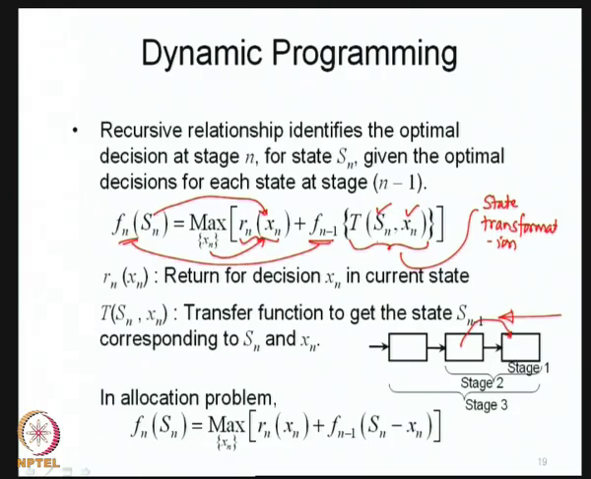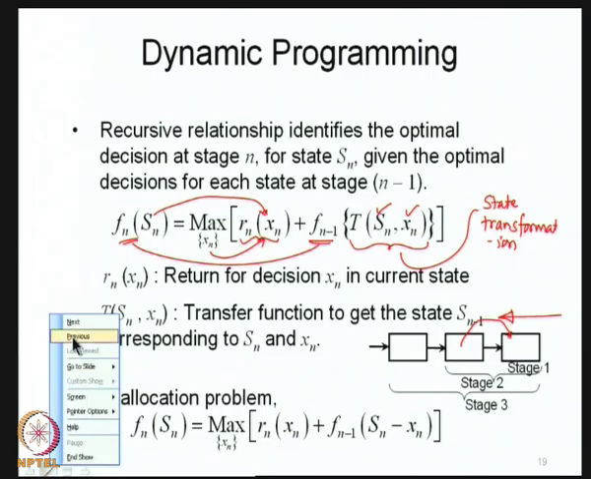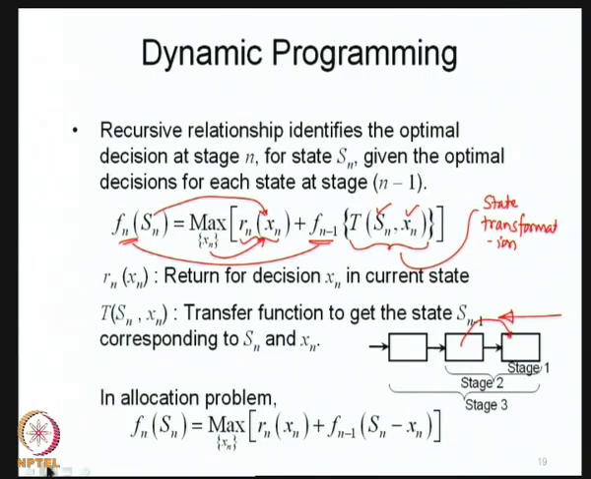Now, the identification of the state transformation is an important concept here, and that depends on the type of problem, actually the feature of the problem itself. Say for example, in the water allocation problem, we wrote this as the recursive relationship, we wrote Fn of Sn at any given stage n here. What was the state variable? The state variable was the amount of water available at that particular stage n.